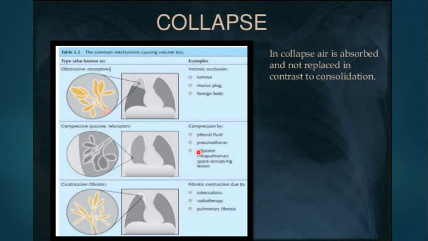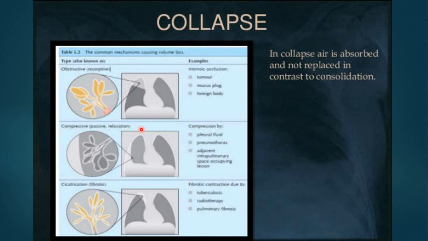Sometimes collapse can be due to fibrosis. Okay, the airways are not involved, but there is a fibrosis causing loss of lung volume. For example, the active or obstructive or resorptive collapse, the collapse due to airway obstruction, can be caused by a tumor, a mucus plug, or a foreign body that causes the airway to block, to close, leading to no air in these airways, leading to loss of volume of the parts of the lung that are fed by these airways or these bronchioles. This is obstructive or active collapse.